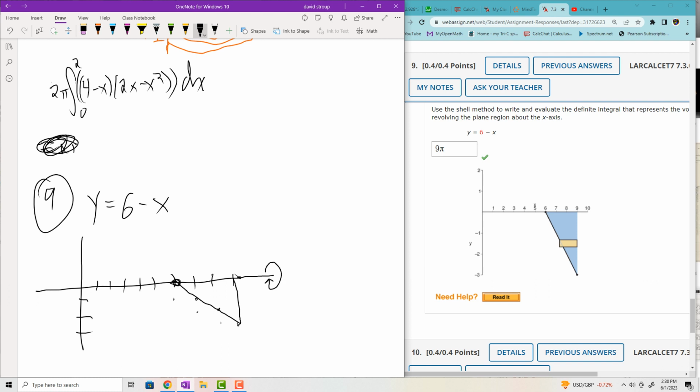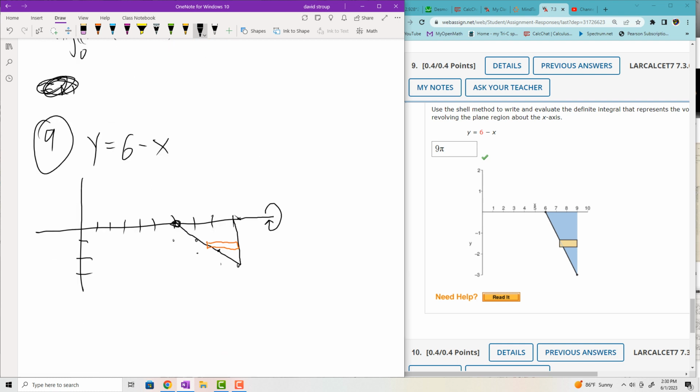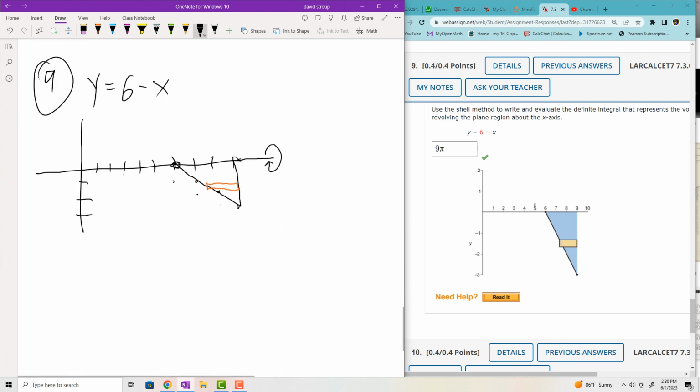And we're using shells, so the rectangle is going to be parallel. And the deal here, I believe, is that you can flip that region above the x-axis and then rotate it and get the same thing, but you're going to have to change the formula. If you're not going to change the formula, then you need to worry about what your radius function is. Let me get my Riemann person situated.